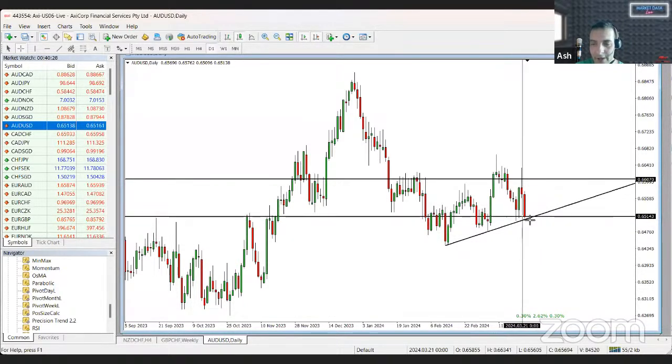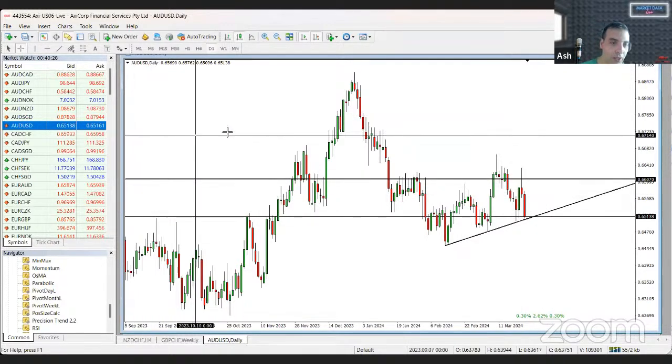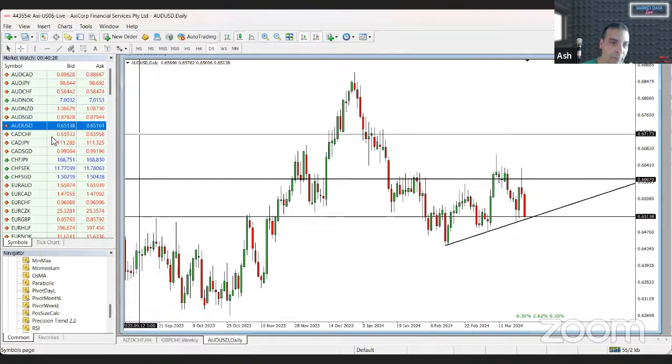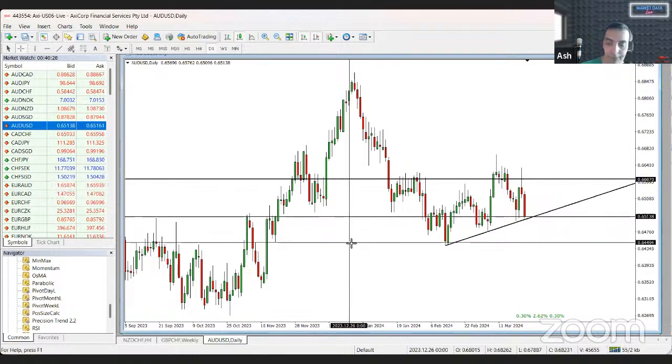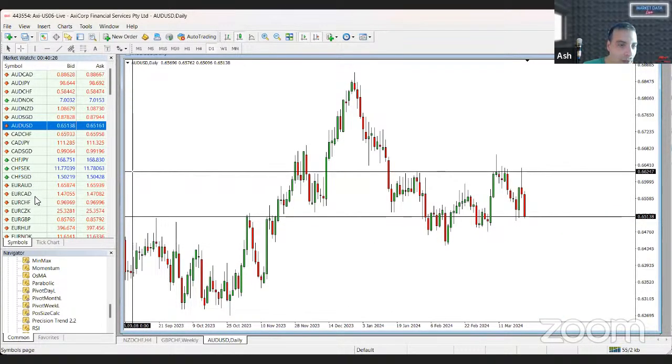But really, what I'd like to see is a carve out of some sort of bottom here, and then push it to the upside. So Aussie dollar is not ready, but it's in a very interesting price point. So I like that. Okay, what else we got?